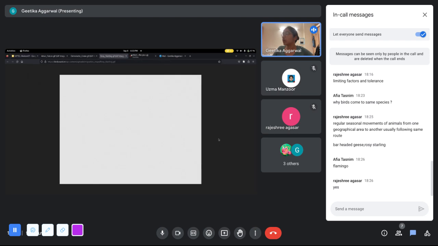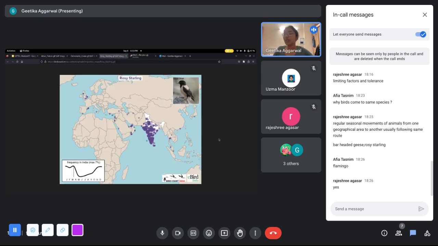And again, we'll move on to look at how the distribution looks across the year. So you can see mostly in the summers they're found elsewhere, and in the winters they come to India and stay here from August to around March. In March, they start moving back, and till August, they'll be found in Europe and in Central Asia.